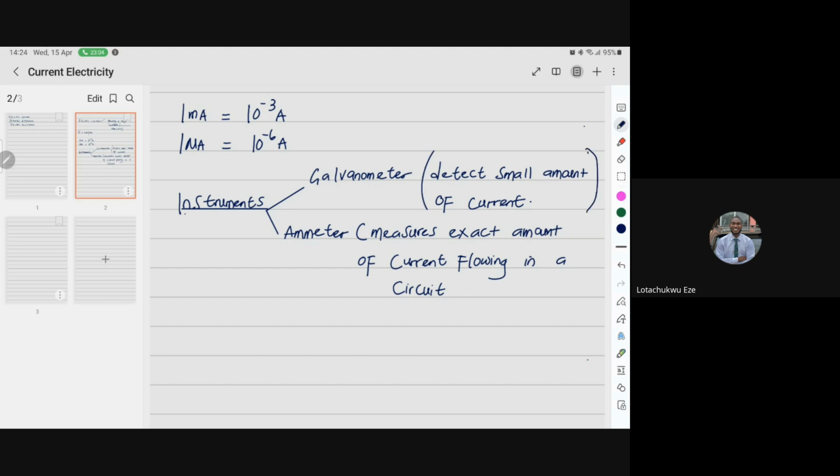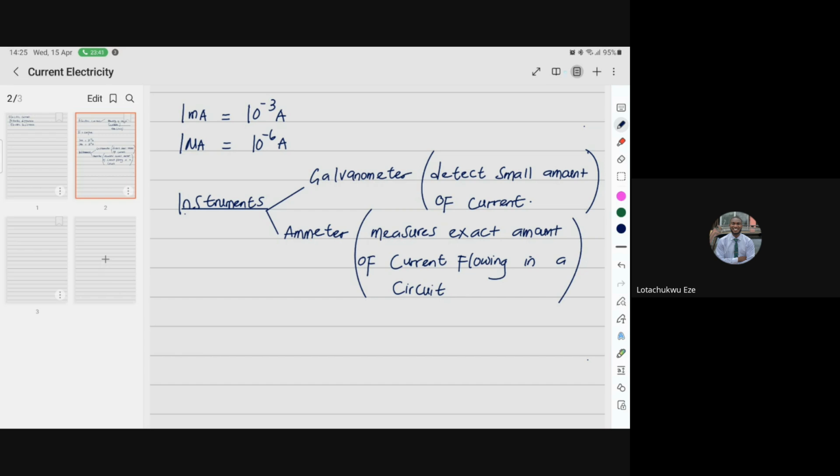Now, another key thing is that in a circuit, we always connect the ammeter in series. Why do we connect it in series? So we can measure the exact amount of current flowing through the circuit. The standard is that the ammeter should be connected in series. That doesn't mean that in every circuit we'll connect the ammeter in series, but it is important to know that we must always connect it in series, so we can measure the current flowing directly. Take note of that.